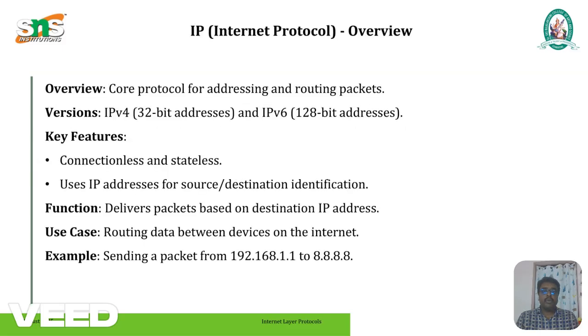The first protocol we are going to discuss is the internet protocol, which is the core protocol for addressing and routing packets. Normally it comes in two versions, IPv4 and IPv6. IPv4 is a 32-bit address space, and IPv6 is a 128-bit address space. IPv4 uses binary and decimal formats, whereas IPv6 uses hexadecimal format. The key features of this protocol are that it is both connectionless and stateless. It also uses the IP address for source and destination identification using the routing tables.